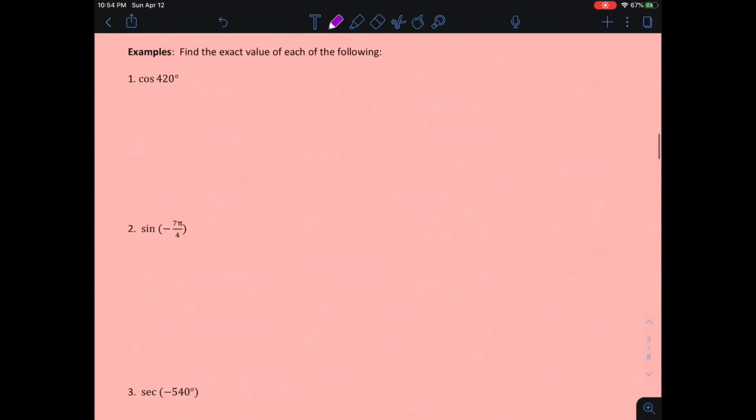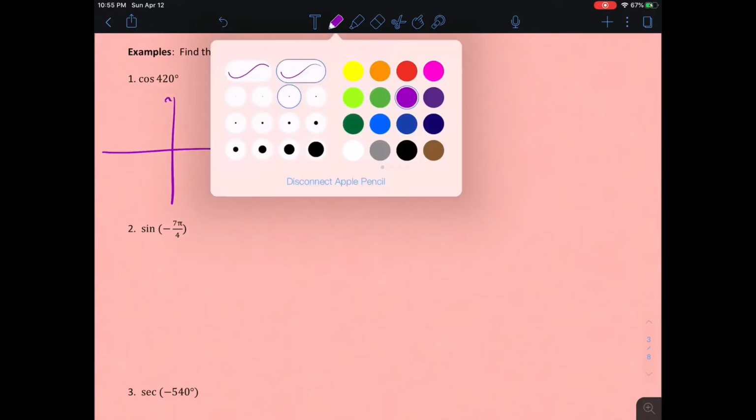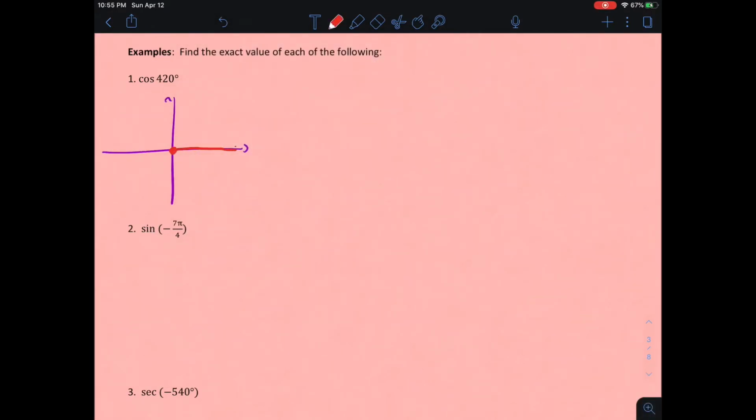Let's look at our first example. Here we're going to find the exact value of cosine of 420 degrees. What I'm going to do here is draw a quick visual. 420 degrees. First off, it's a positive angle, so I know I need to go counterclockwise. This is a full 360 degrees. I need to go 60 degrees more, which will leave me somewhere around here. Now, that angle is a big angle, but if I find an angle coterminal to that, I can do that by just subtracting 360 degrees. And if I do, I get 60 degrees. And so these two angles here are coterminal.